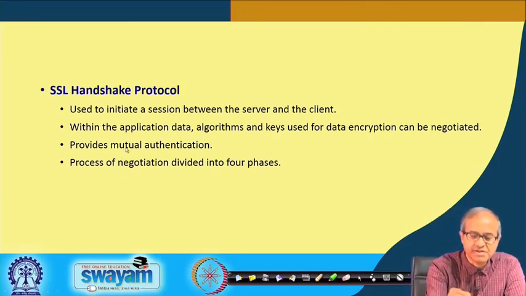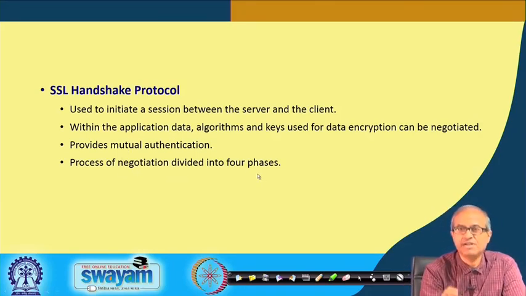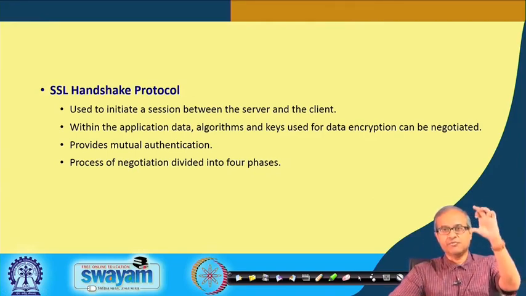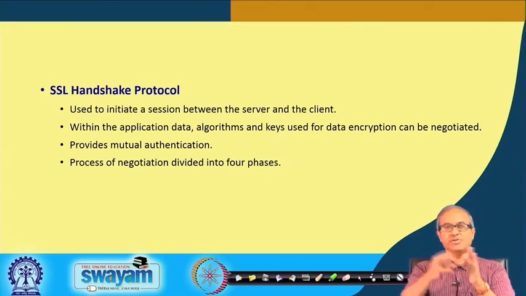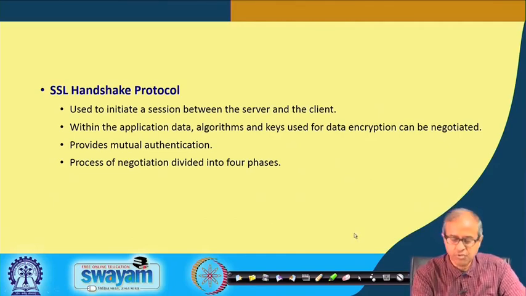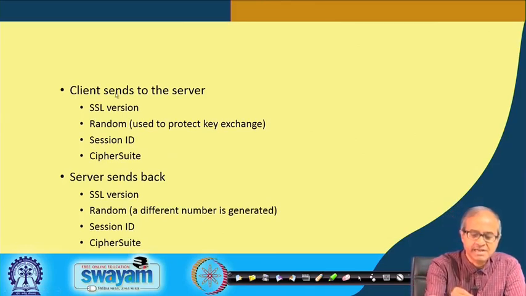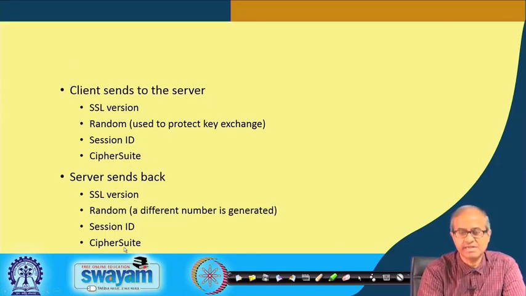Now, this process of negotiation is actually divided into 4 phases. This handshake protocol is a little complicated. There are 4 phases through which this handshaking will be going on. Very briefly, we will show you what these 4 phases are, but the thing is that the client will send something to the server and the server will send something back to the client.